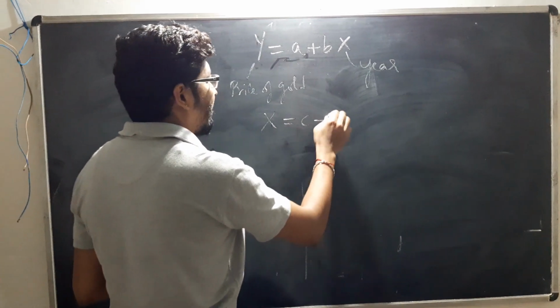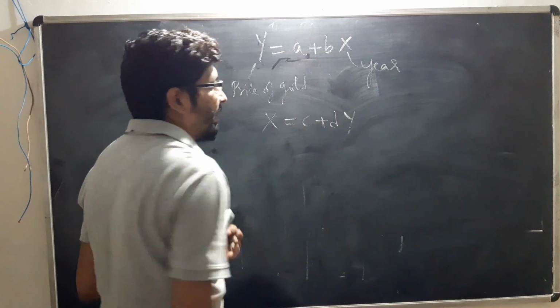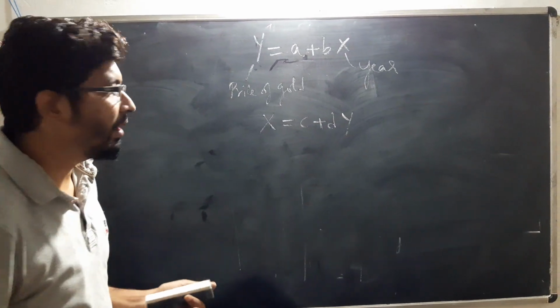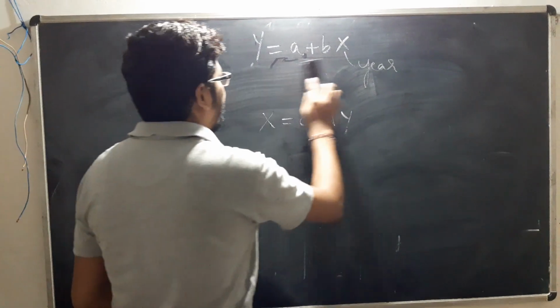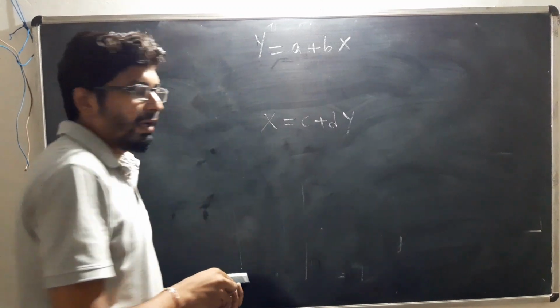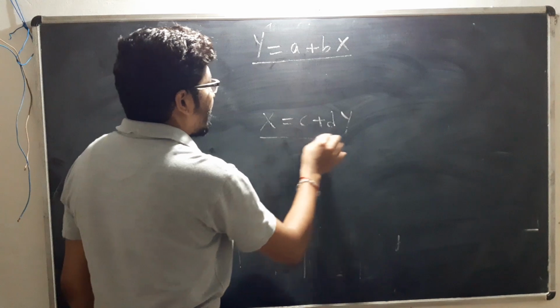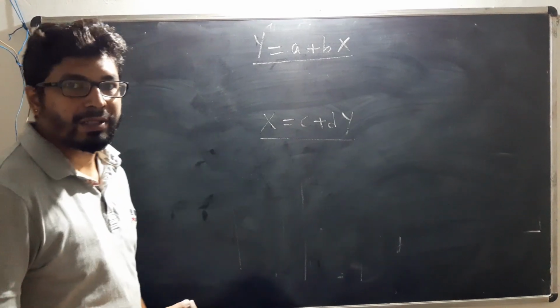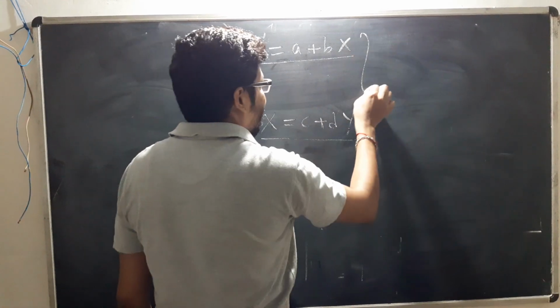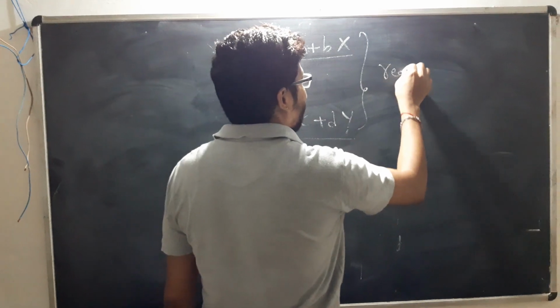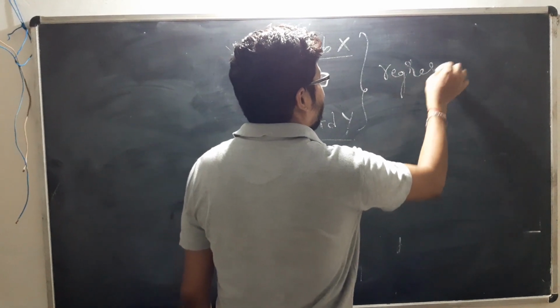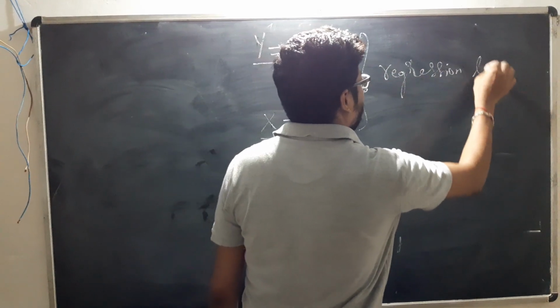Whatever the year you are considering, that becomes the independent variable. So in some cases your x could be the dependent variable, y could be the independent variable. So for a given pair of bivariate data x and y, we could have the relationship as y is equal to a plus bx or x is equal to c plus dy. This exact relationship in the form of a linear line is called the regression line or regression equation.